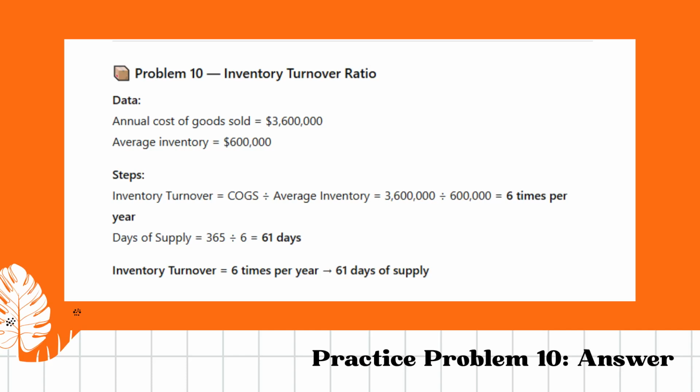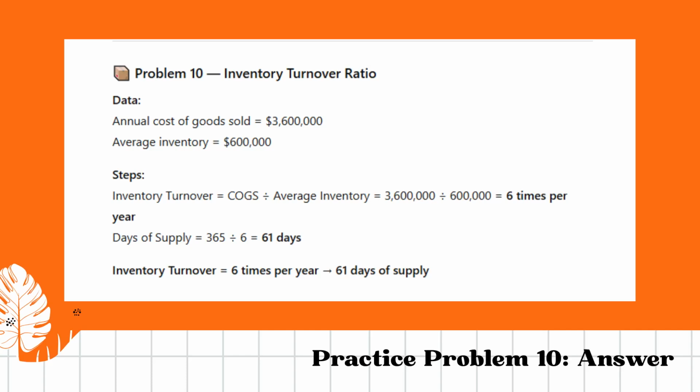Problem 10. Inventory turnover ratio. Data. The company's cost of goods sold for the year is $3,600,000. The average value of inventory during the year is $600,000. We need to find the inventory turnover ratio and the number of days of supply.